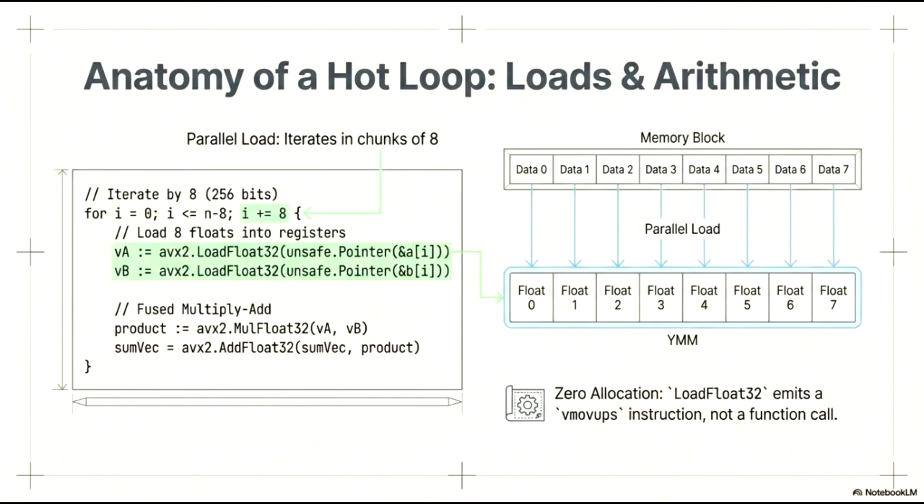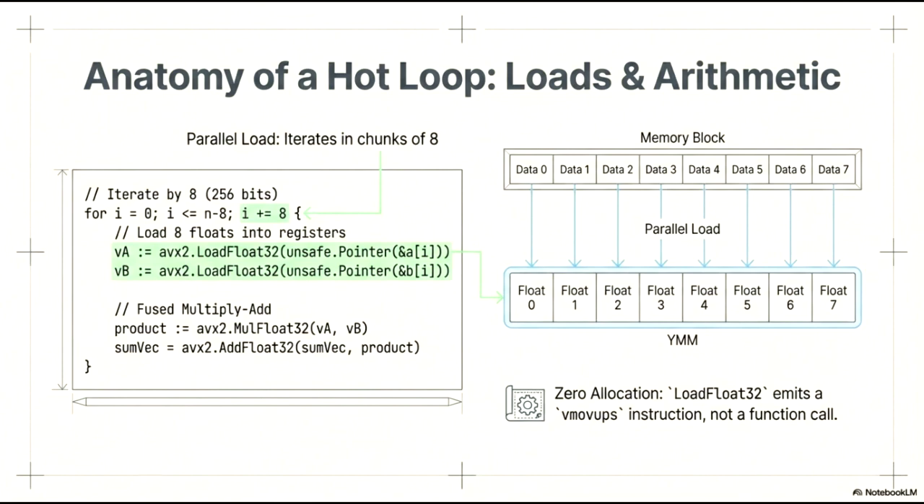By employing specialized load functions, we pull contiguous blocks of data directly from memory into these registers. As highlighted in the bottom right, these operations are highly efficient because they compile down to the vmovups assembly instruction rather than a standard high-overhead function call, ensuring zero allocations. The diagram illustrates this parallel load process, showing how 8 distinct data points are moved from a memory block into a single YMM register in a single operation.